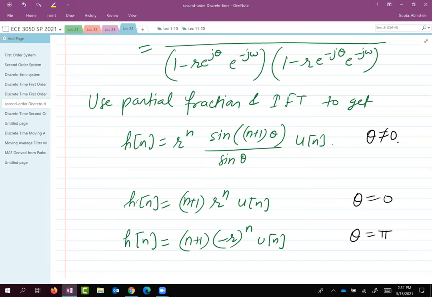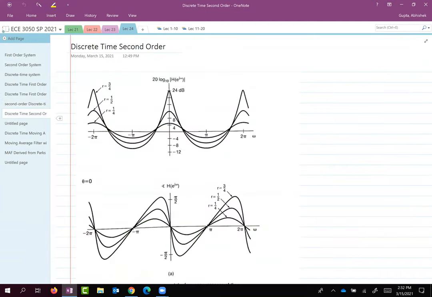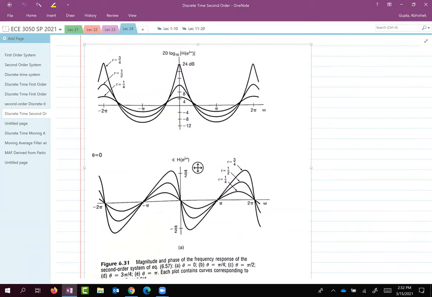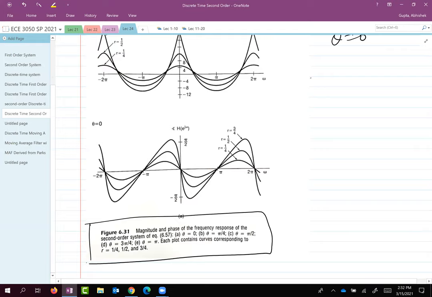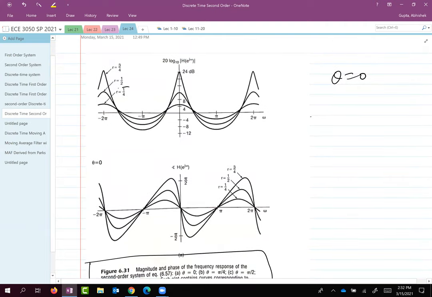Let's look at the Bode plot for this particular system. This is what the Bode plot looks like for the case of theta equals zero. In the book, they have it for various values of theta. Just go and look up figure 6.31, and you will find what happens as you change the value of theta. How does the value of the filter change? The R values are given here: R equals 1 over 4, 1 over 2, 3 over 4. Again, it looks like a low pass filter, because for higher values of frequency the Bode plot is below the zero line, so those frequencies are getting attenuated, and lower values of frequencies are getting amplified by this particular system.